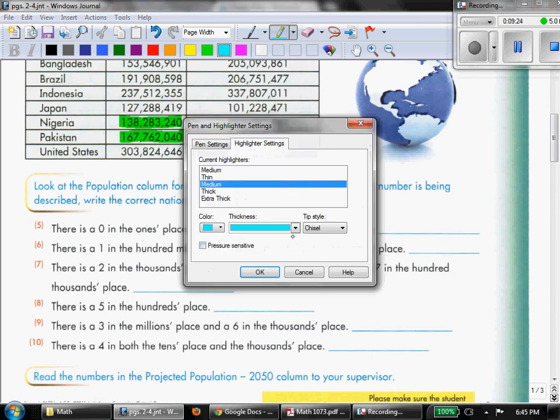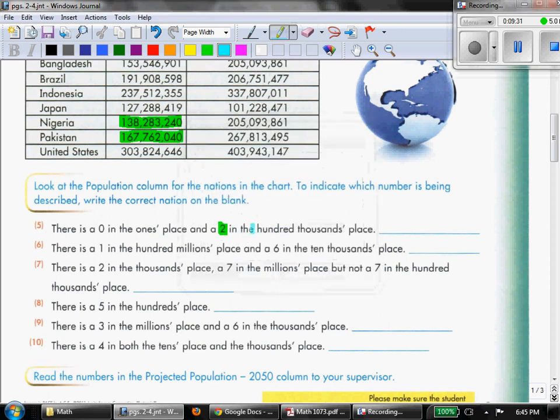Let me change my highlighter. I've got a new computer, so I've got to fix my settings as I go along here.